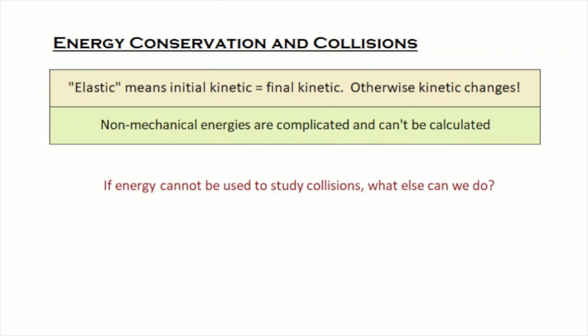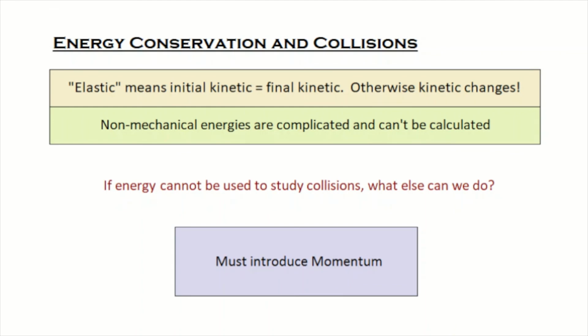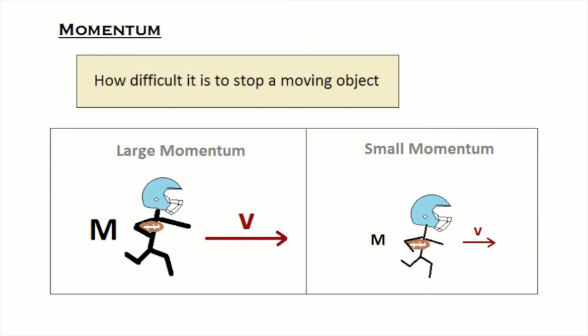So if energy can't be used with collisions, what else can we do? We would need to introduce a new concept. This is known as momentum, and I'll define it on the next slide. Momentum, I'll define as how difficult it is to stop a moving object. So here we're looking at two football players that are in motion. Our goal is to tackle them and bring them to rest. Well, which would be more difficult to do that with? The big person moving quickly on the left, or the small person moving slowly on the right? I think we'd all rather tackle the small person, so we'd say that over here we have more momentum.